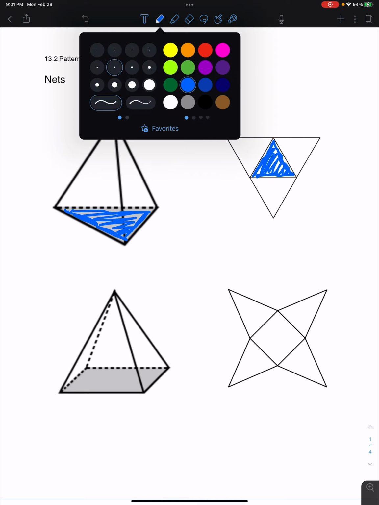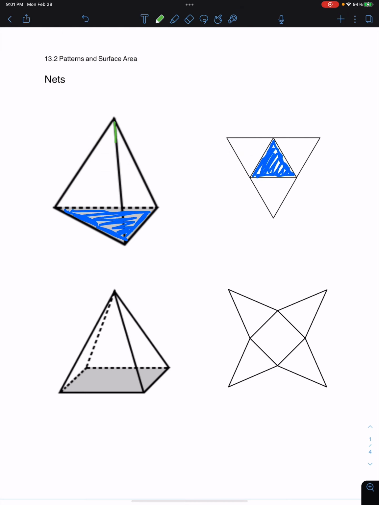And then each of the side surfaces of the pyramid are represented by these side triangles in the net. So hopefully you can see that. Again, it's hard to draw it in 2 dimensions. Let's take a look at this next shape here.